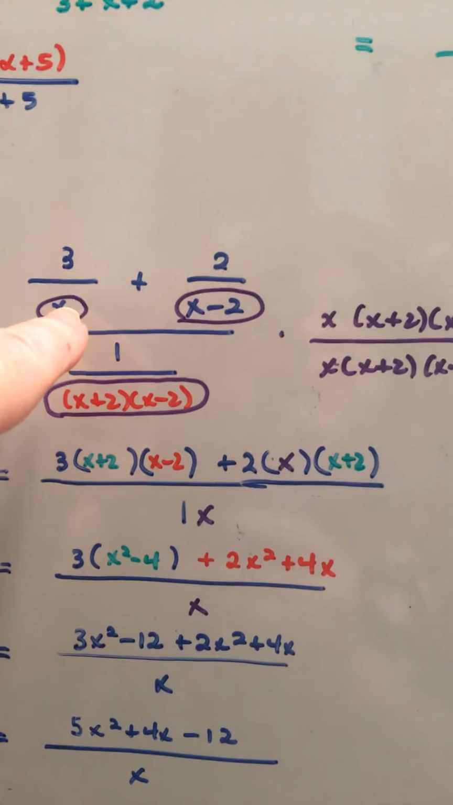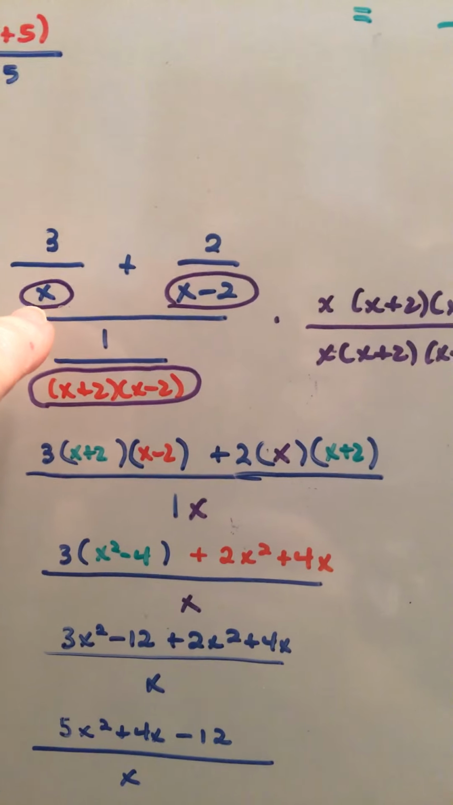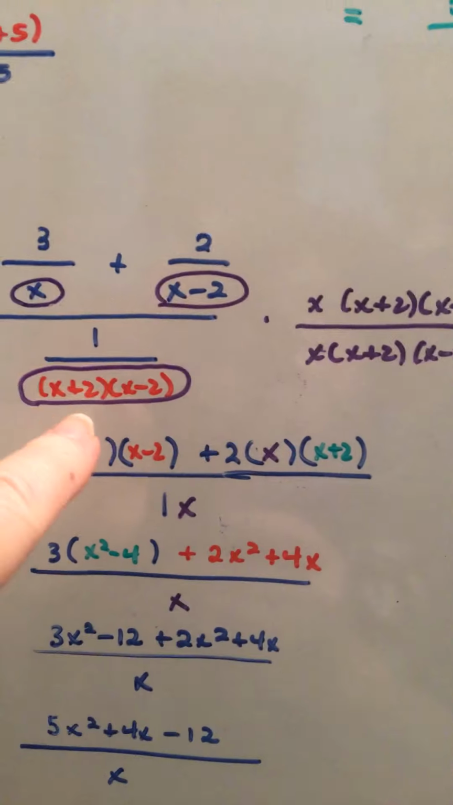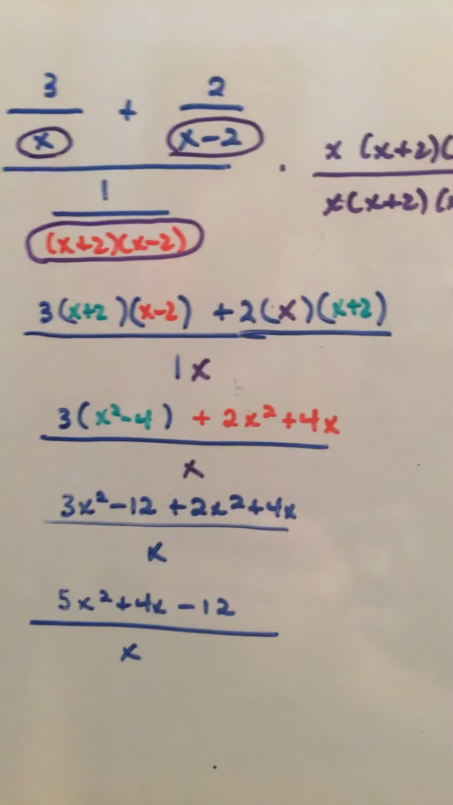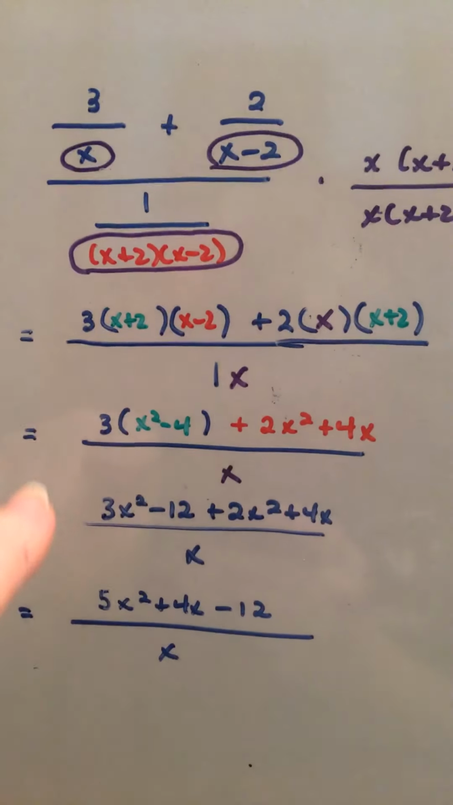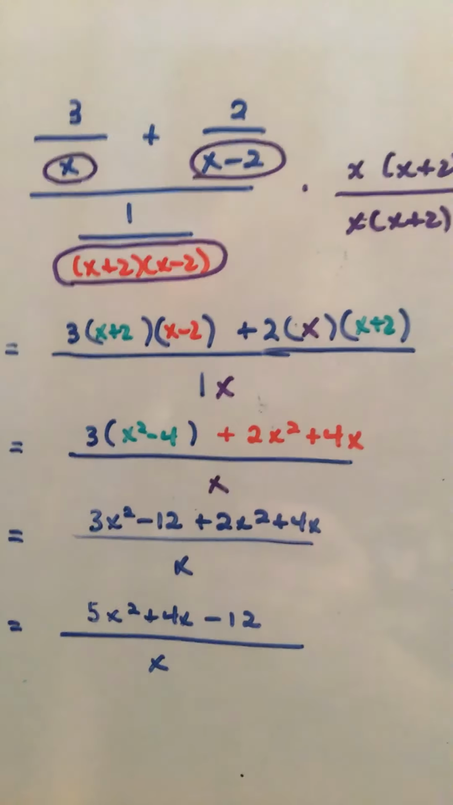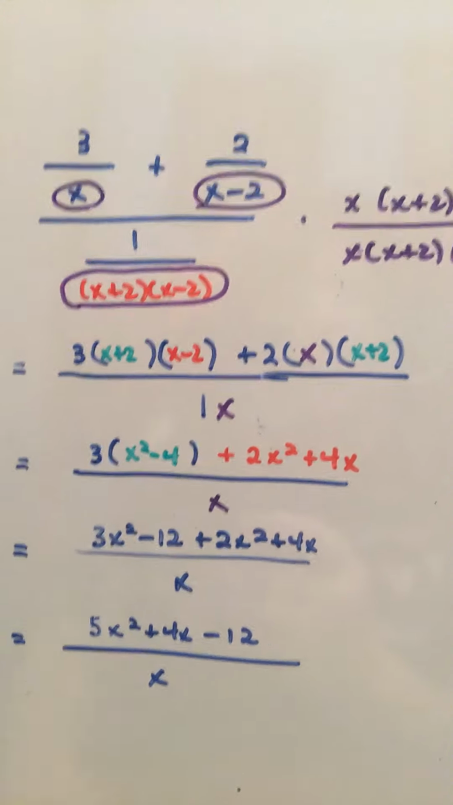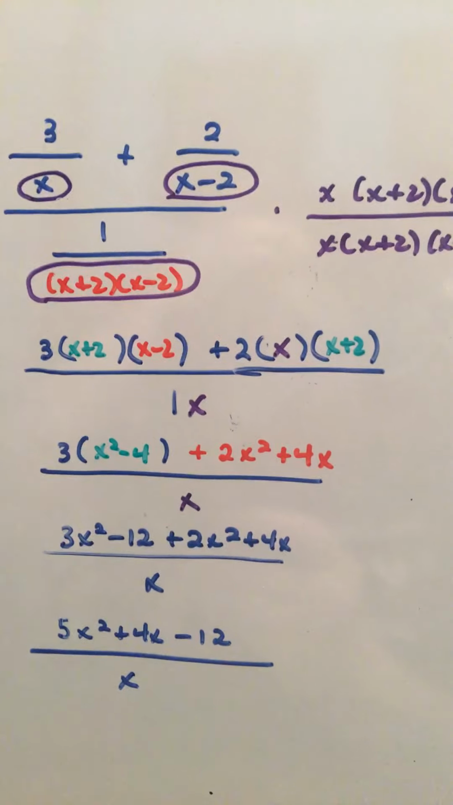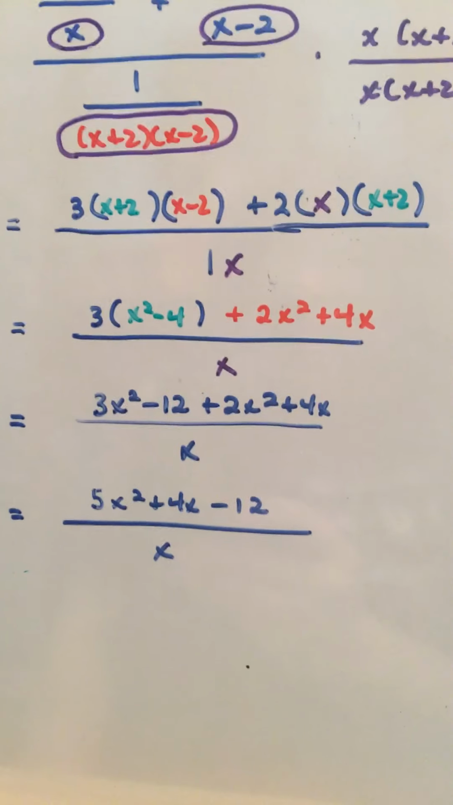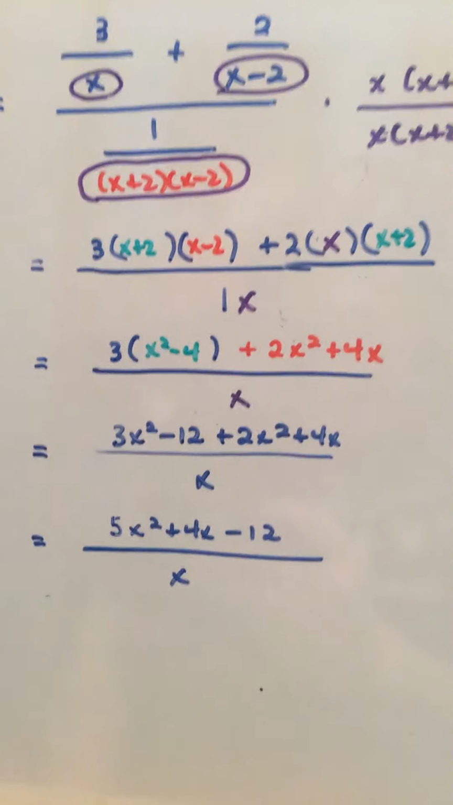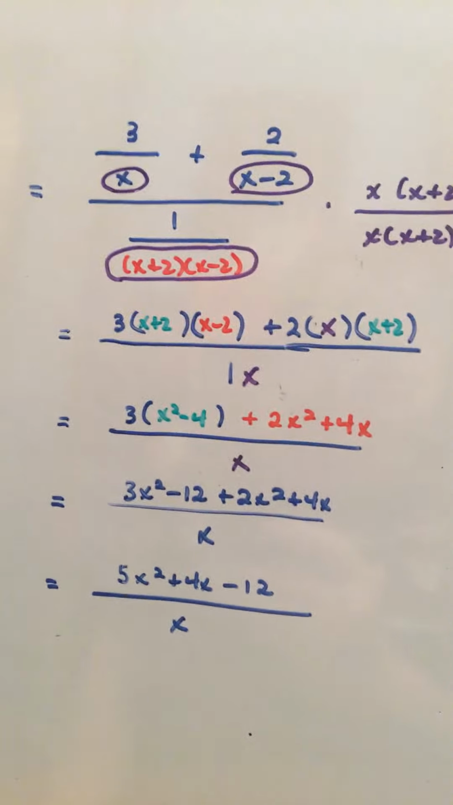This is missing the x plus 2 and x minus 2. This is missing x and x plus 2. This is missing only x. So I went ahead and I multiplied and got x squared minus 4, which is 3x squared minus 12. This is 2x times that, which is going to give me 2x squared plus 4x. And I end up with this as my remaining answer. Yes, I set up another one that doesn't reduce.